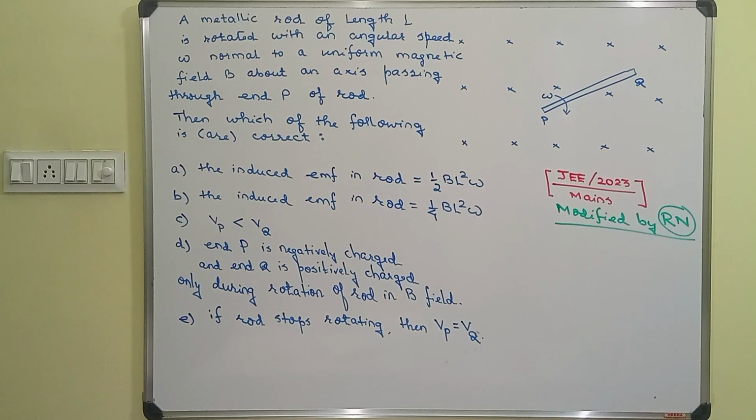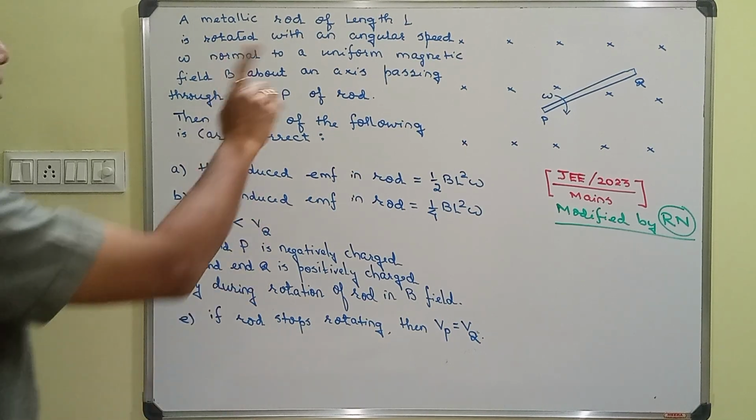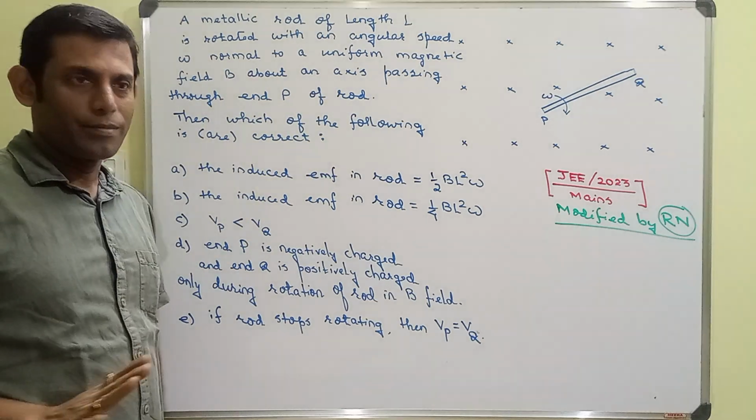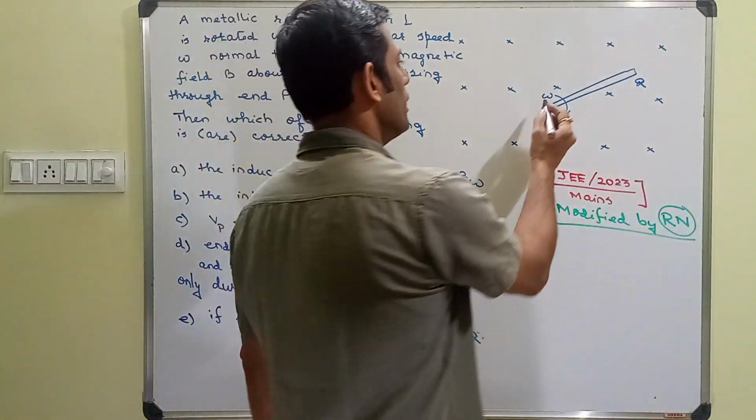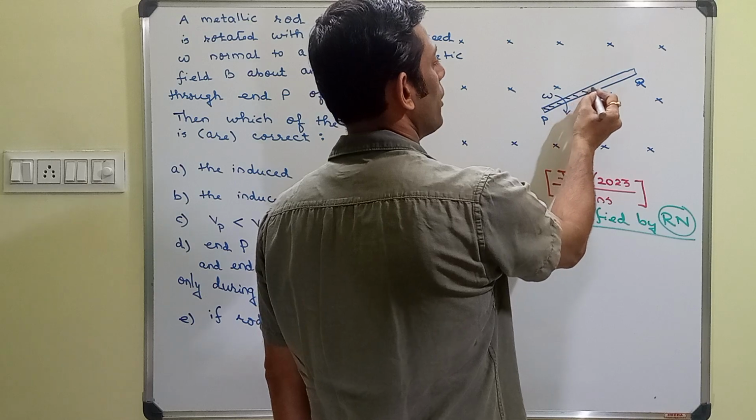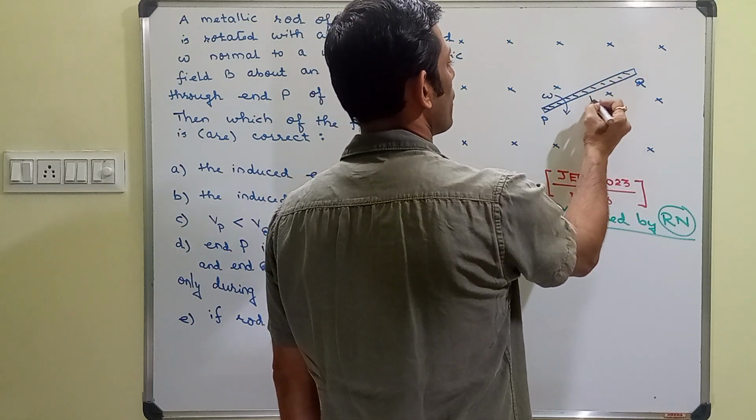The question is about a metallic rod of length L, rotating in a uniform magnetic field B with an angular velocity omega. L, omega, and B are given. This is the rod, and this rod is undergoing a rotation. The length of the rod is L.